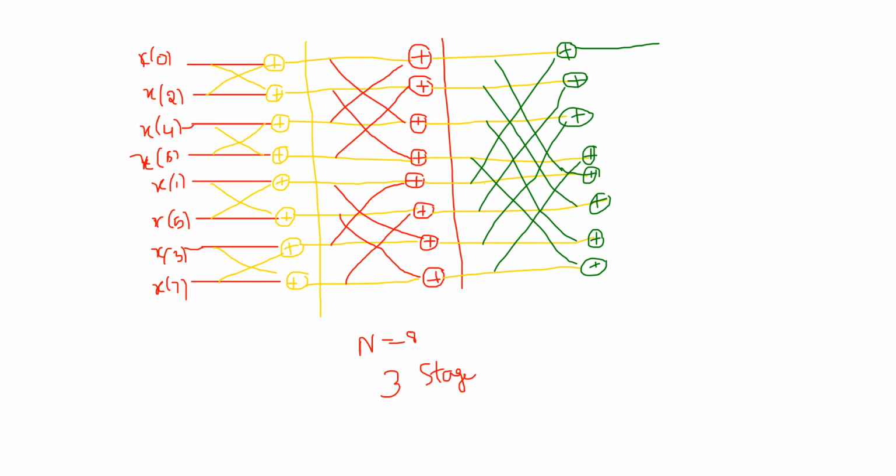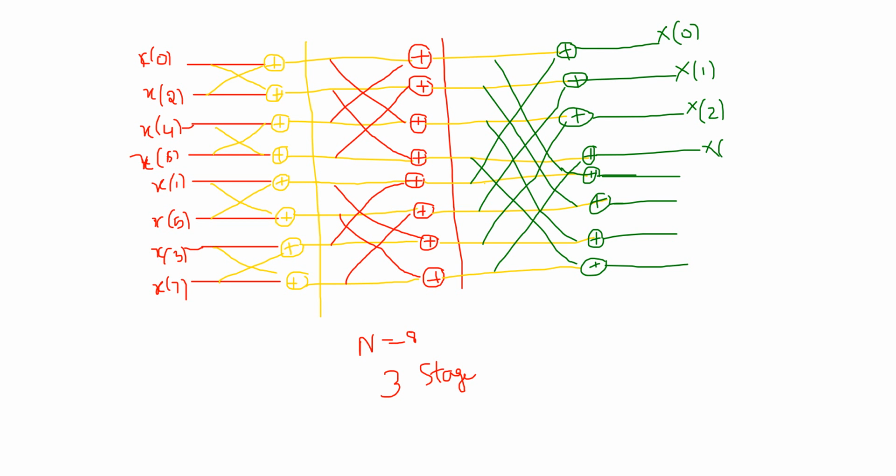This is the end of third stage, and here is the output. Output we write as capital X of 0 in sequence wise, capital X of 1, capital X of 2, capital X of 3, capital X of 4, 5, 6, and here it is 7.